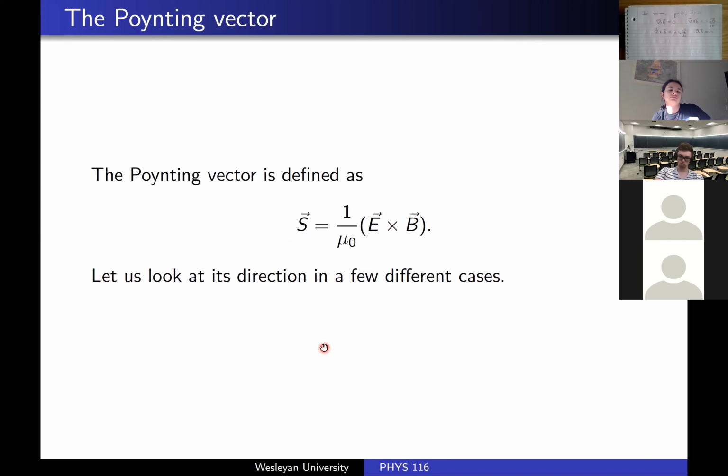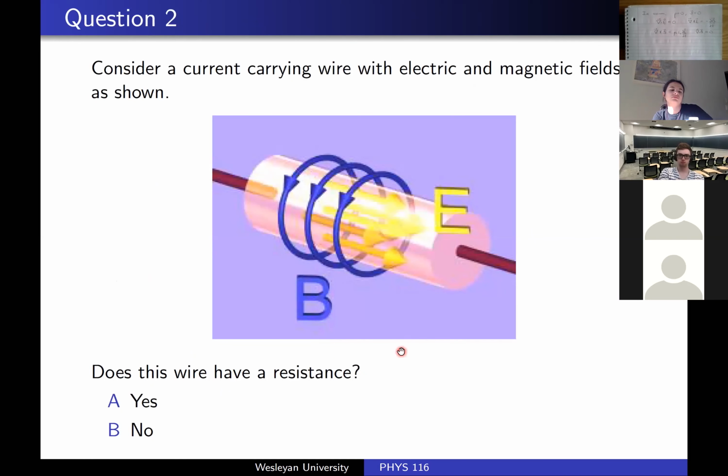So right now this is sort of abstract, so let's look at an example. Let's say we have a current carrying wire, and we see that there is a region with electric field pointing like this, the yellow vectors, and we have the B field circulating around it due to the current. So first of all, does this section of the wire have a resistance? Just call it out, but be able to justify your answer.